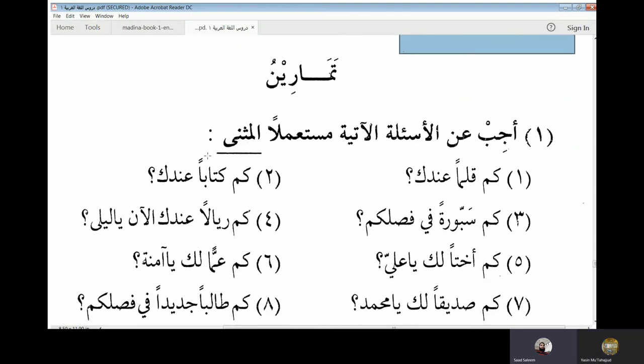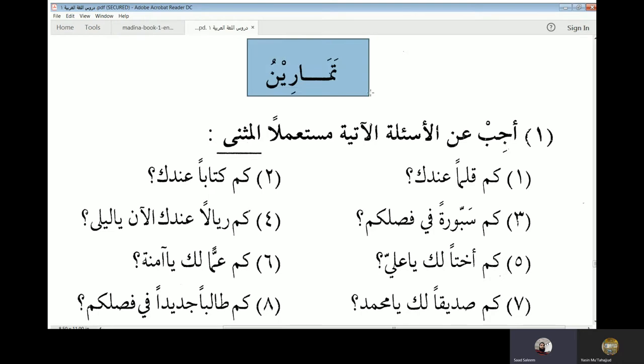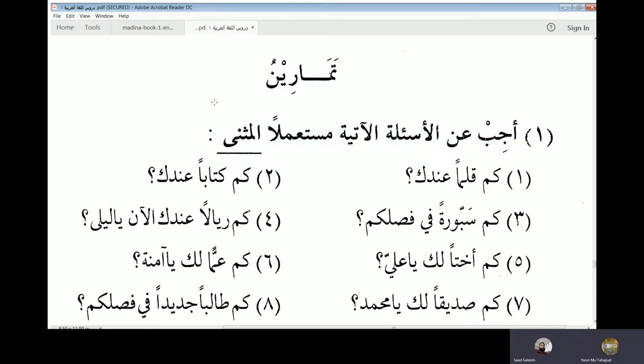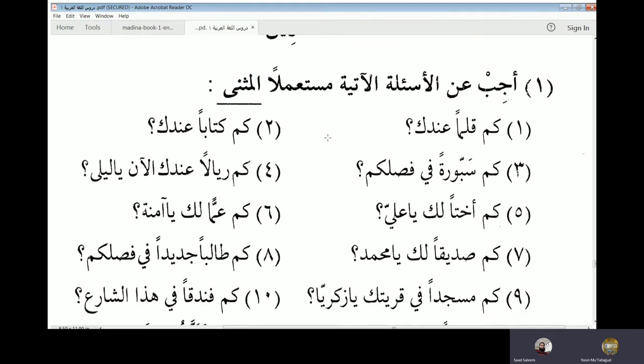Tamarin means exercises. Ajib anil as'ilatil atiyati mustamilan al-muthanna. Answer the following questions using muthanna. Muthanna means dual. Okay.